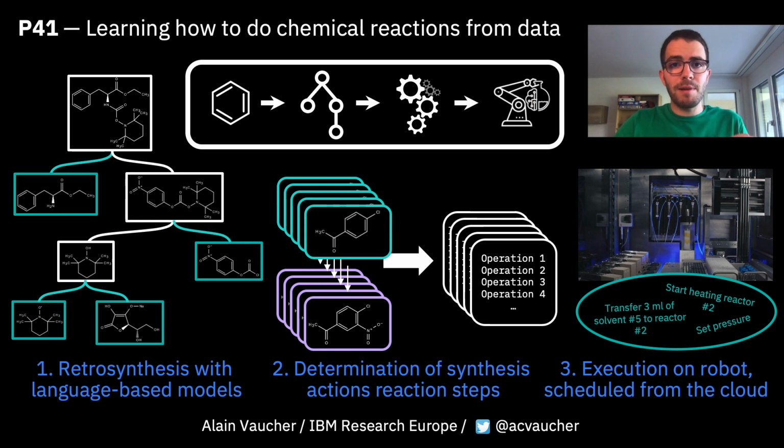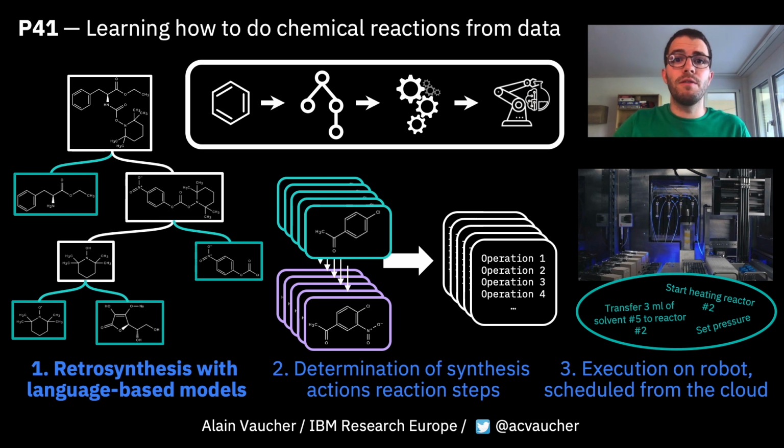This pipeline of going from a target compound to the automatic synthesis in the lab can be divided in 3 consecutive steps as represented by the box on the top of this slide. The first task on the left is to determine an adequate retrosynthesis for the compound of interest.